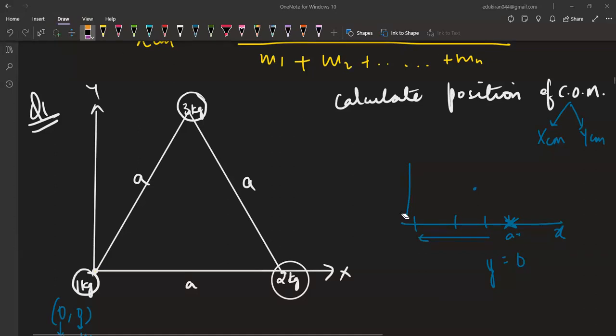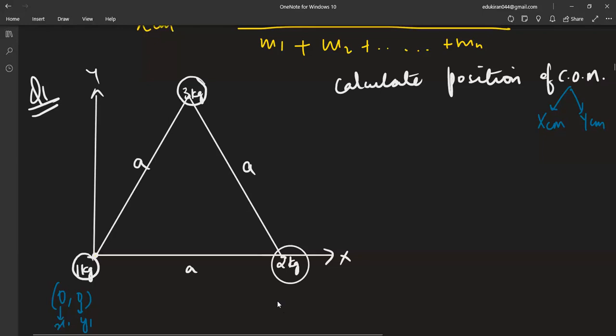X value is given over here. So this becomes what? A, comma 0. Why? Because this separation is A. So this becomes x2, 0. This is 0. That is, y-axis is 0. So y2 is 0. Now this was easy. This was the easiest. This was also fine.